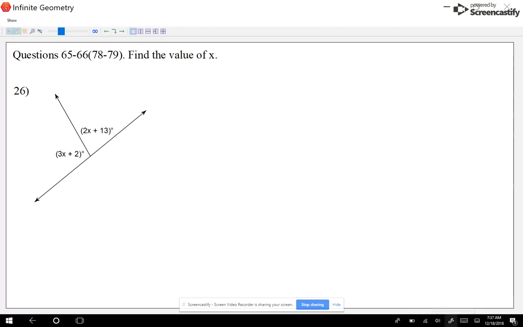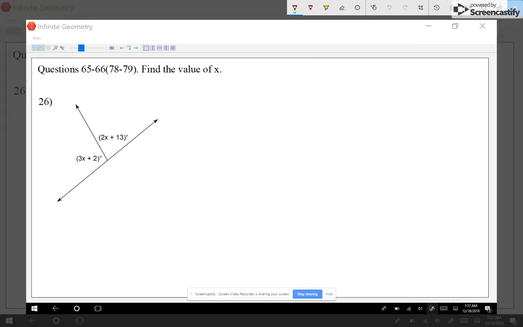Looking at 26, we have find the value of x. Now here on my instructions, it says question 65 through 66, and inside parentheses, I have 78 to 79. The reason why is because it is question 65 through 66 in the final. Unfortunately, I made a mistake on the final, it says question 78 through 79, even though it's 65 through 66. So that's why I wrote that in the parentheses, just to say it's a typo in the final, but it's really 65 through 66. So ignore that typo once you take the final.